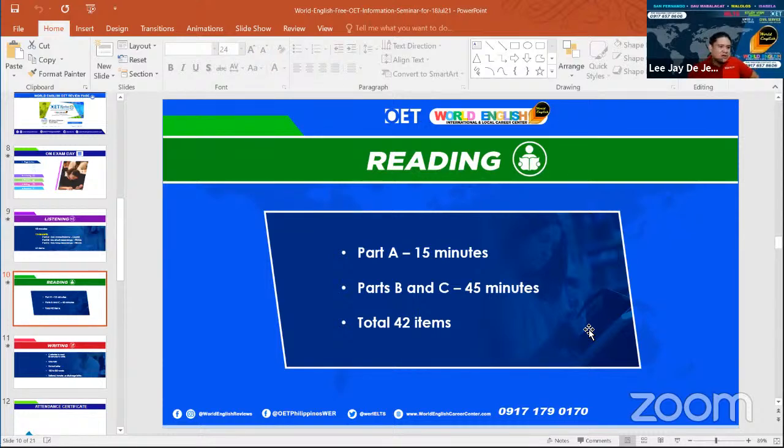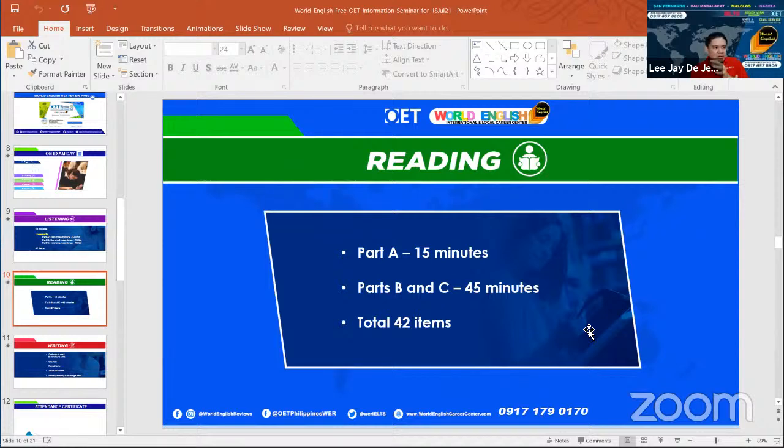What's the passing score? There's a formula for it, pero ganito lang. If you get like 31 points, congratulations. Okay na yan. 31, 32, that's a safe score. 30, maybe not so safe. You should target at least 31 points for reading. I need to warn you though, in the OET test, reading has the lowest pass rate.